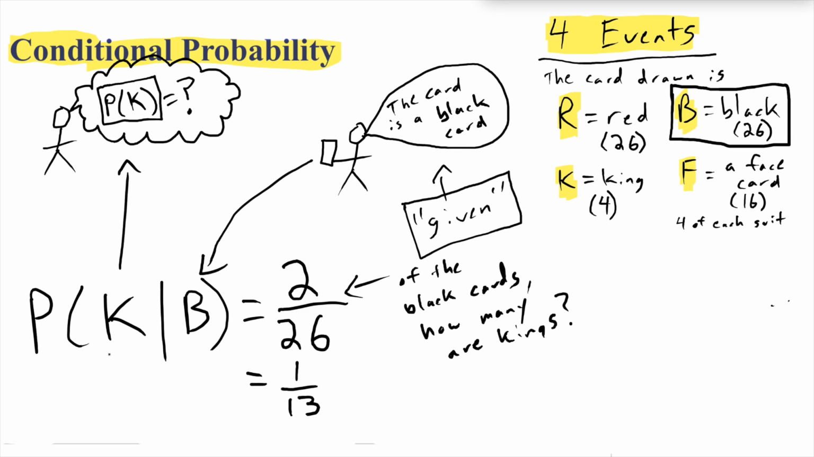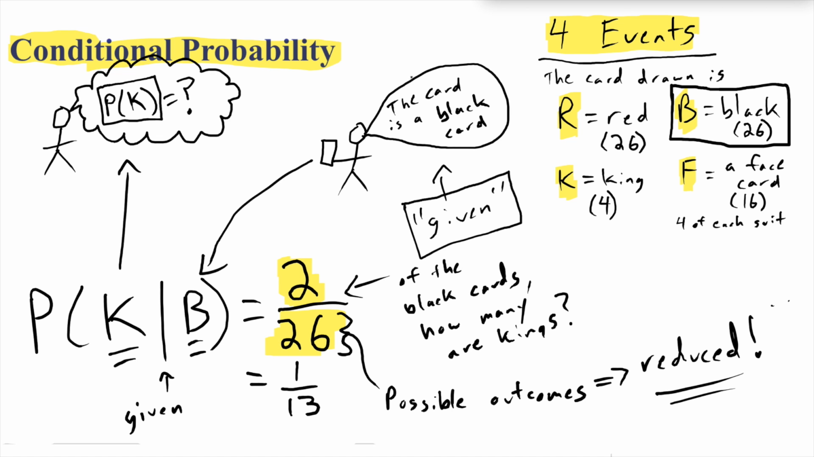The probability that the card is a king, given the information that the card is black, is 2 out of 26. So the big deal with conditional probabilities is that the denominators change, because we have some information. Our very helpful friend here told us that the card was black.